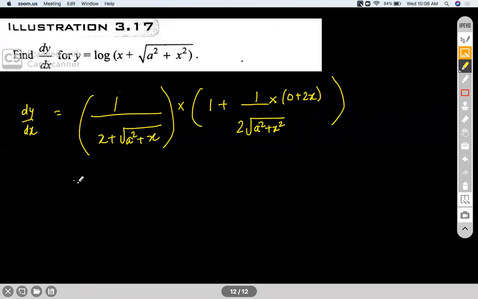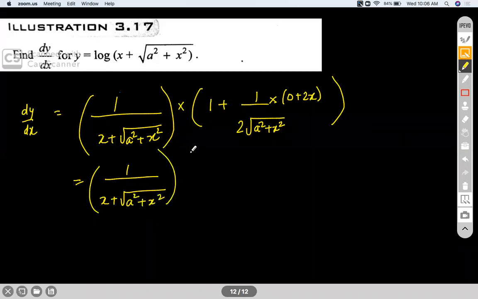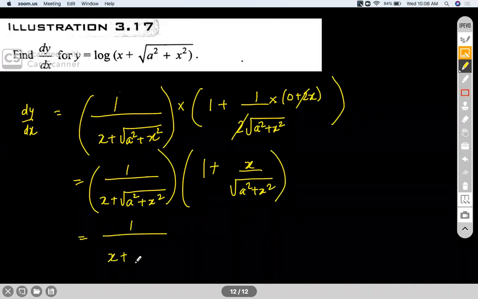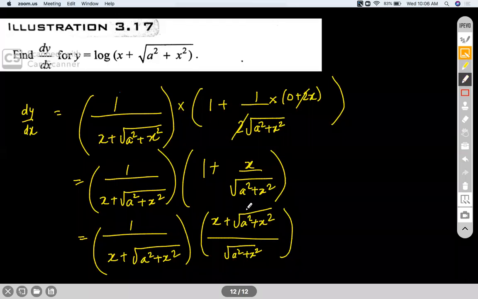Okay, let us simplify this. So, it becomes 1 by x under root a square plus x square, and this will become 1. And this 2 and this 2 will get cancelled. So, x by under root of a square plus x square. Just take an LCM over here. It will become x plus under root a square plus x square by a under root a square plus x square. This will get cancelled off. This and this get cancelled off, leaving you with the answer of 1 by under root a square plus x square.